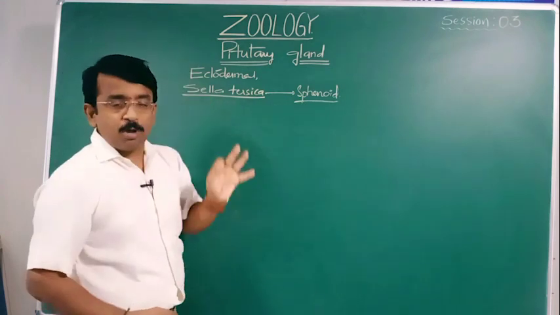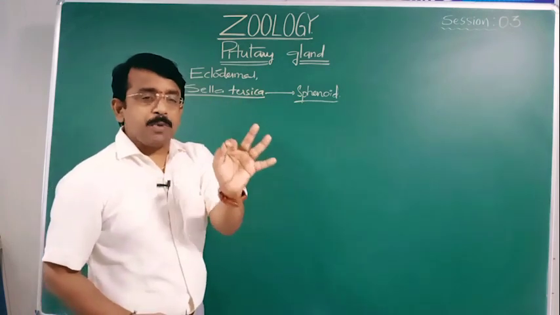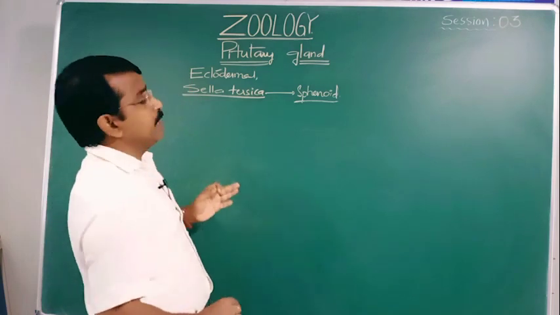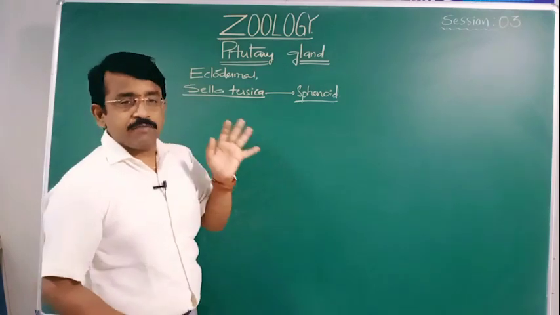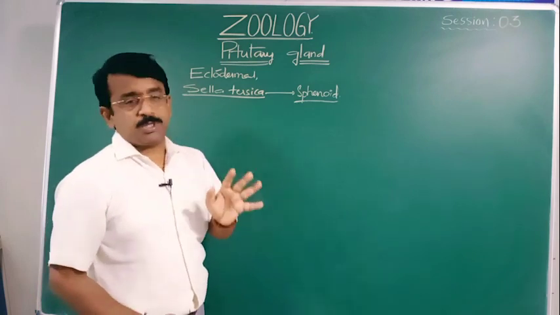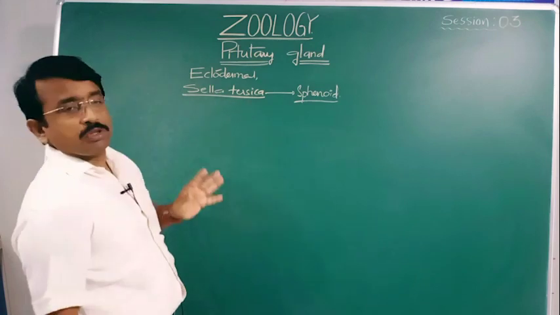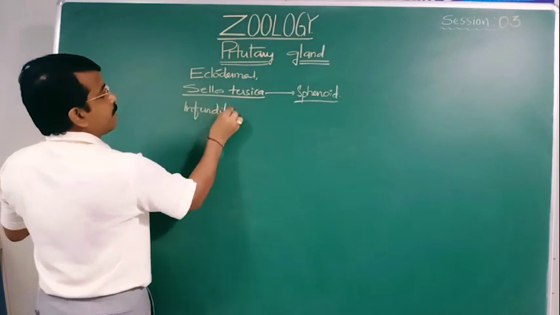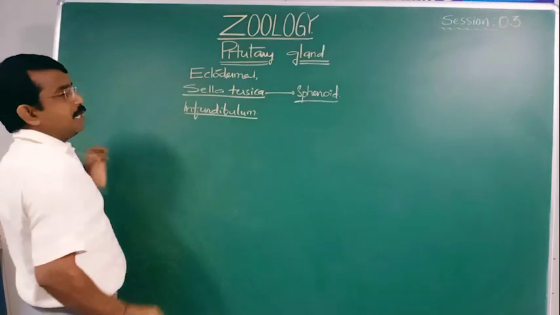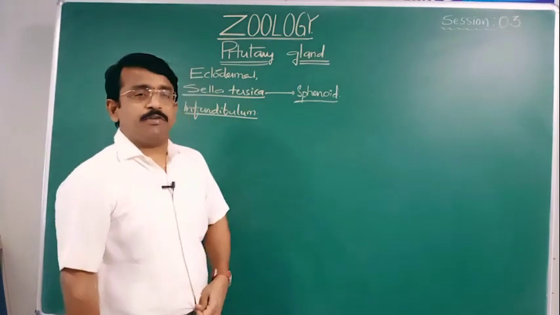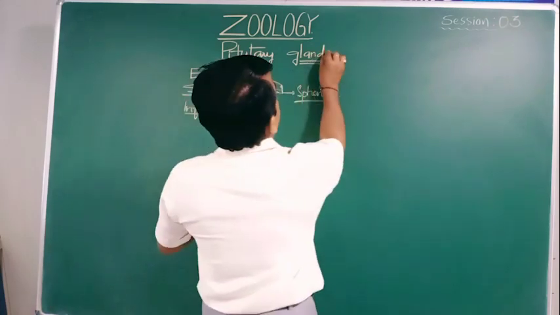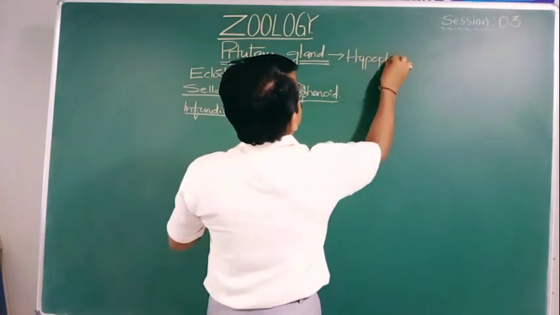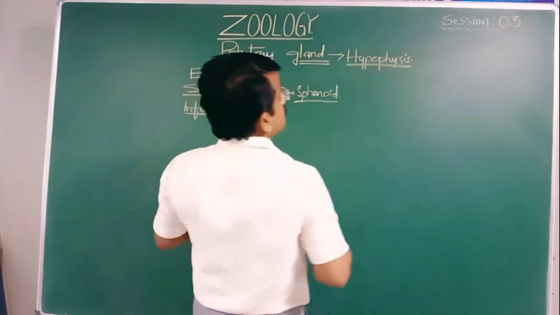It is of ectodermal origin, and it is a small rounded endocrine gland. This endocrine gland called pituitary lies on the ventral side of the diencephalon, in the hypothalamus. It attaches to the hypothalamus by means of the infundibulum stalk. Yes, in the previous class we discussed its location, that it lies on the ventral side of the diencephalon. Hence it is also said to be the hypophysis.